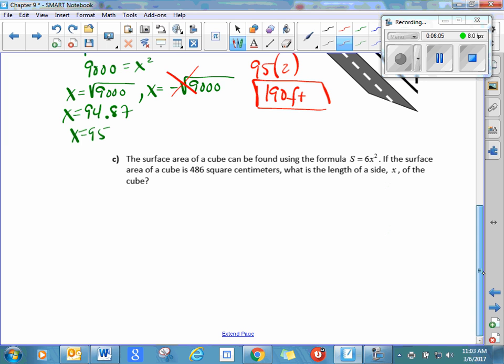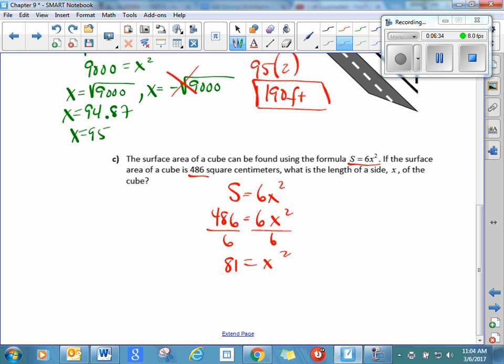All right, one more on this page. The surface area of a cube can be found by using this formula right here, where the capital S stands for surface area. If the surface area of the cube is given to us, they're asking us to find the x. So that's what we're going to do. So 486 is equal to 6x squared. Isolate the squared term, and you get x squared is equal to 81. And square root of both sides, so x is going to equal positive the square root of 81, x is equal to negative the square root of 81.